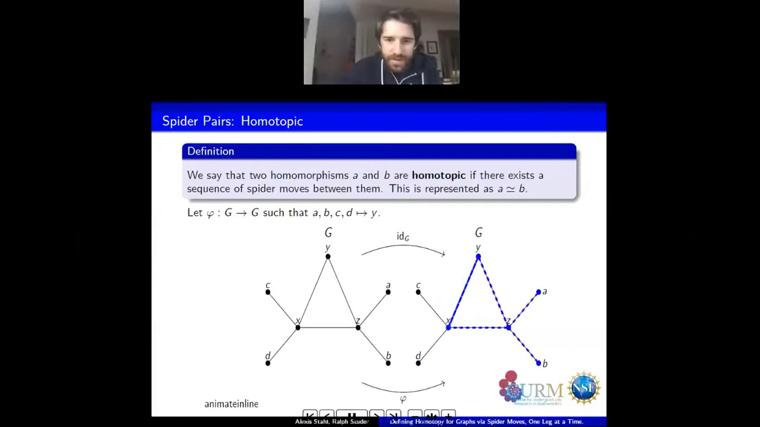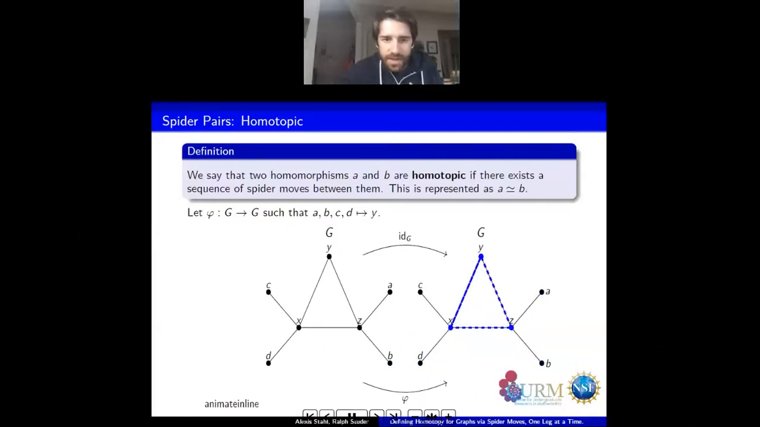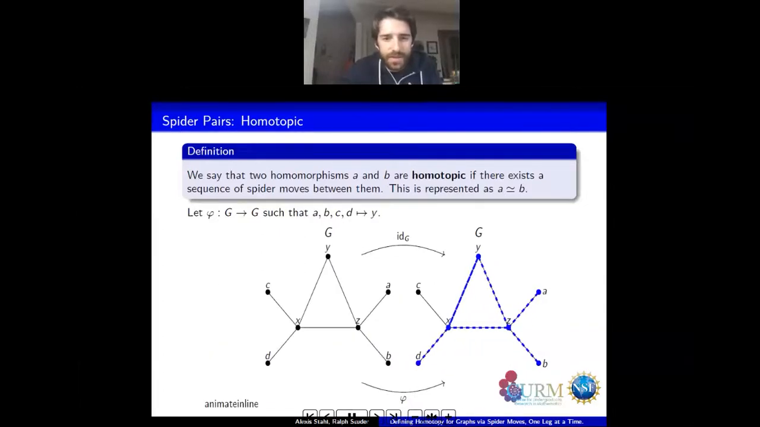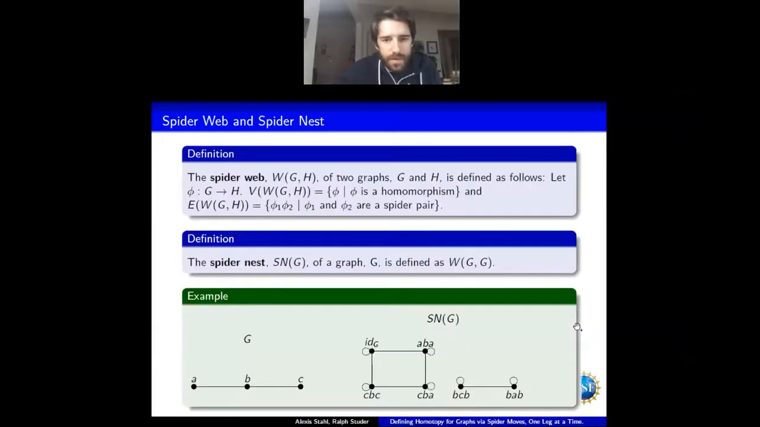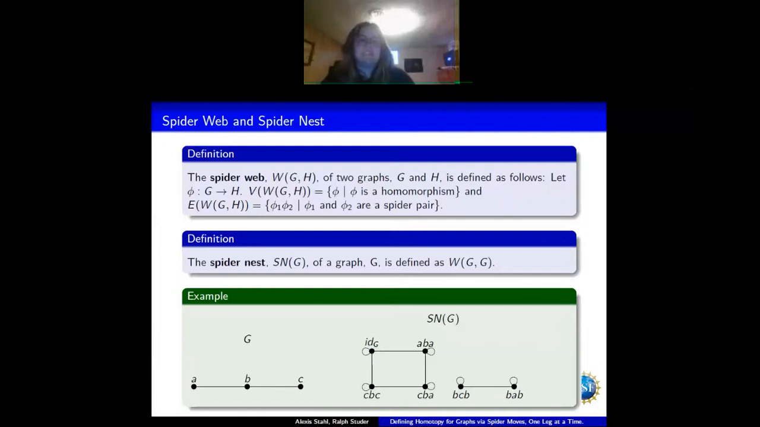We can see an example where each of the antennas is folded into the vertex Y, and so therefore the identity on G on the left is homotopic to the graph G on the right. The spider web of two graphs is defined as follows: the vertices are homomorphisms and the edges are between two homomorphisms that are a spider pair. A spider nest is just a spider web of G to G. Below here we have a graph G and we show its spider nest.